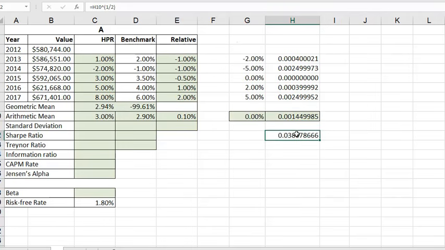And so our sample standard deviation is 3.807%. I'm going to go ahead and put that as percent and move that over here where it's supposed to be. Okay.